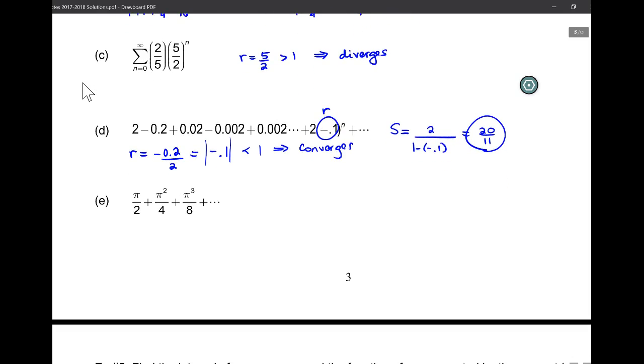Okay, and part E. So we look at the common ratio. Well, pi squared over 4 over pi over 2 actually ends up giving us pi over 2. Pi is bigger than 2, so that's bigger than 1. Therefore, this diverges.